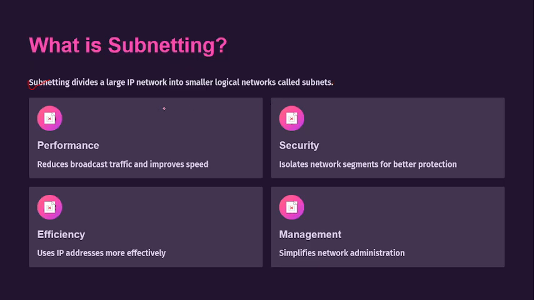So why are we doing this subnetting? Subnetting helps in increasing the performance of the overall network because it reduces the overall traffic and improves the speed. Efficiency can be increased because IP addresses are effectively used because of these subnets. We will see shortly by example. And high security can be provided because each network contains a limited number of systems. And lastly, managing is also easy.